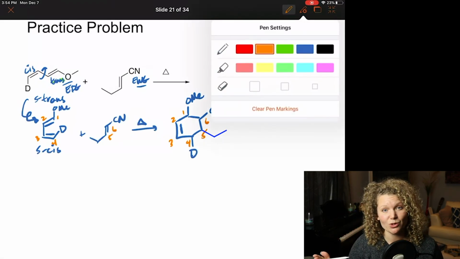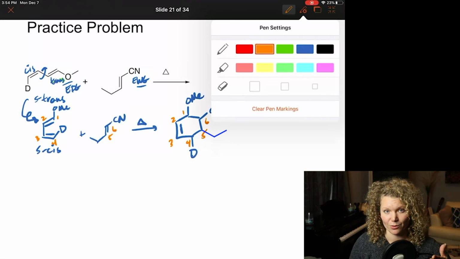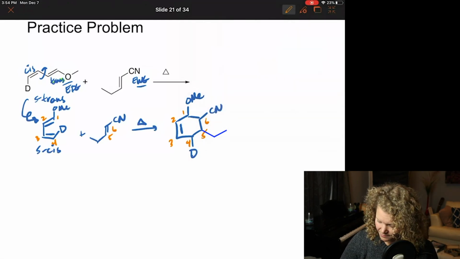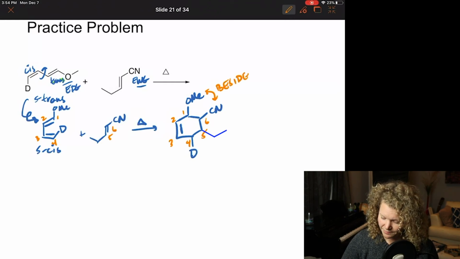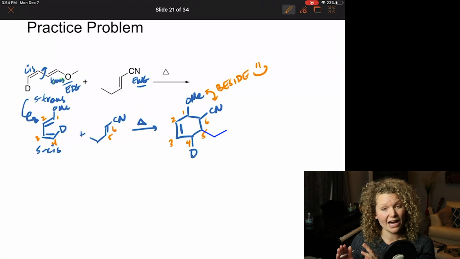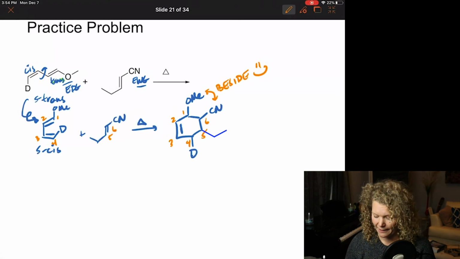Does this satisfy the beside or opposite rule? Is our electron withdrawing group on our dienophile right beside the electron donating group on our diene? They are. So this is favored. You could draw another product where the nitrile is one more carbon away, and that would be disfavored, okay?